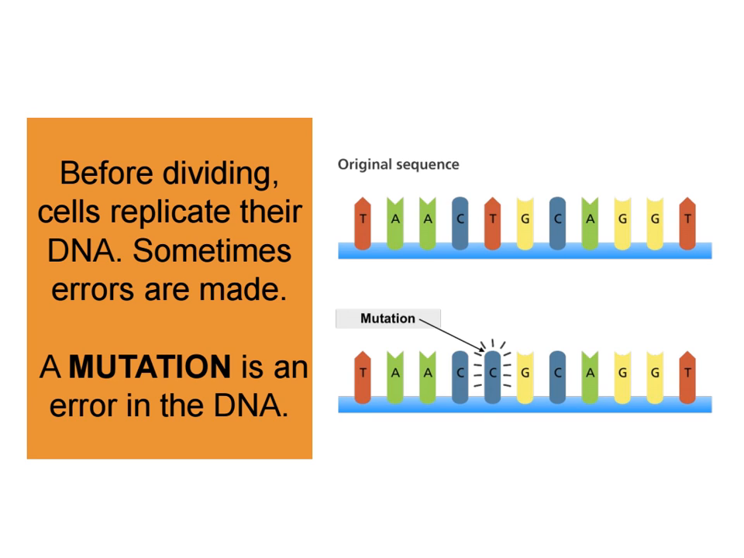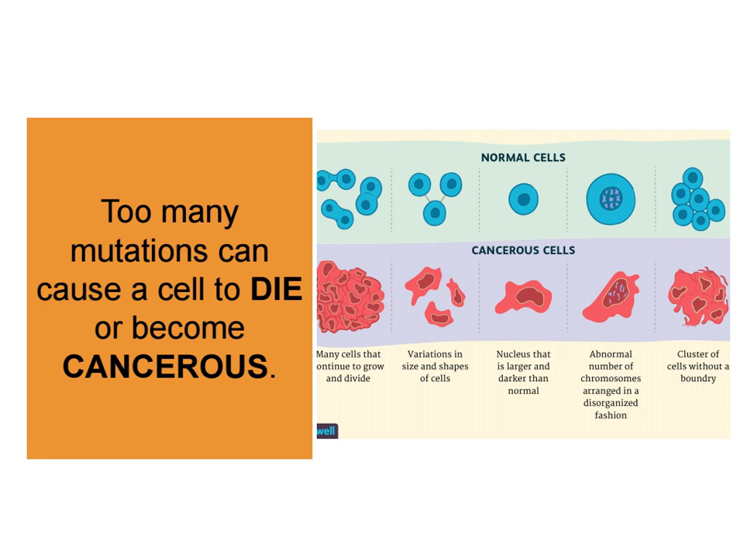Sometimes during DNA replication, the wrong base is put in place. If spell check enzymes don't catch that mistake, a mutation is left behind. A mutation is an error in the DNA. Most mutations don't hurt an organism. However, too many mutations can cause a cell to die or to become cancerous.